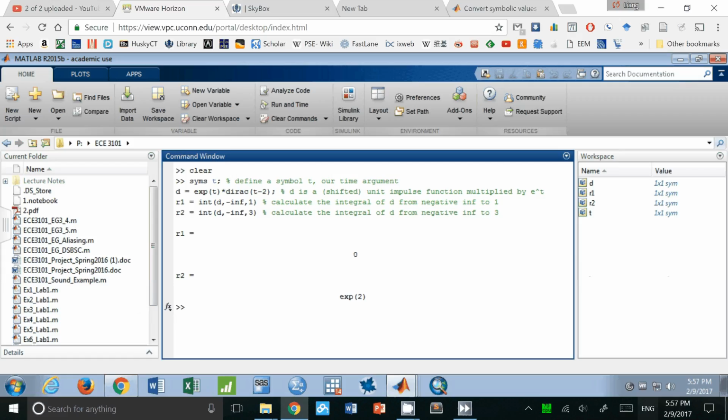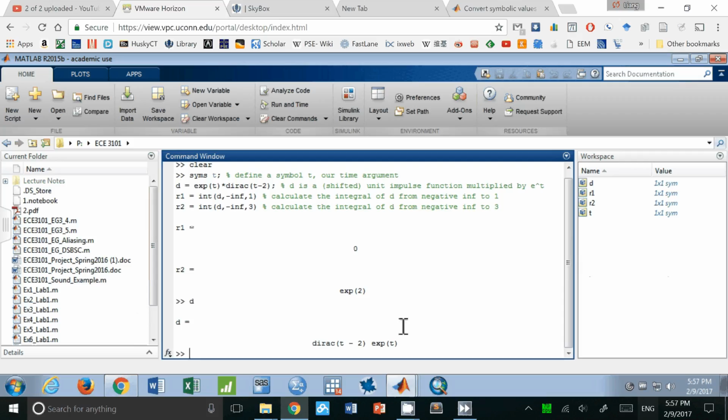So what I do have is, if you look at this D, D is the product of two signals. One is the exponential of t, an exponential signal. The second is a Dirac function. Dirac is our unit impulse signal, but it's not delta of t, but delta of t minus 2, meaning the spike appears at time t equal to 2, not at 0, not at the origin. Okay.